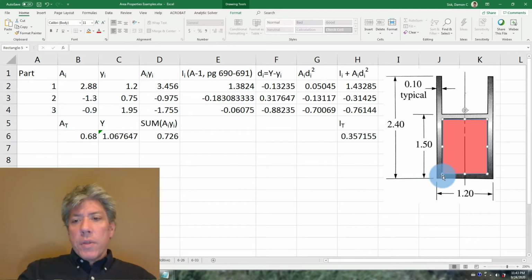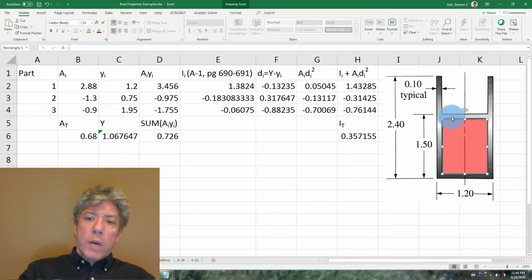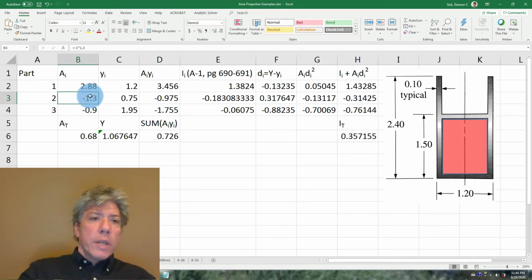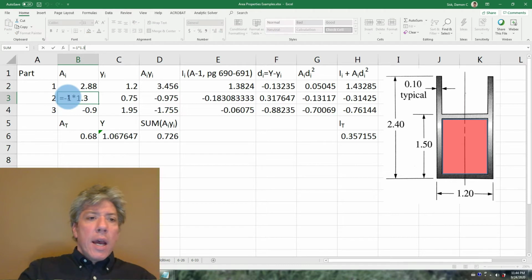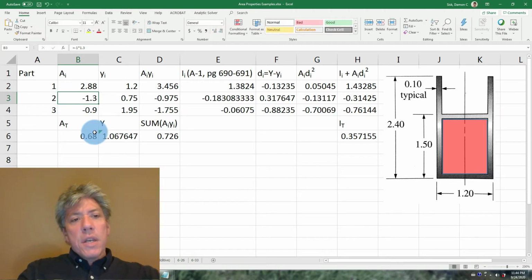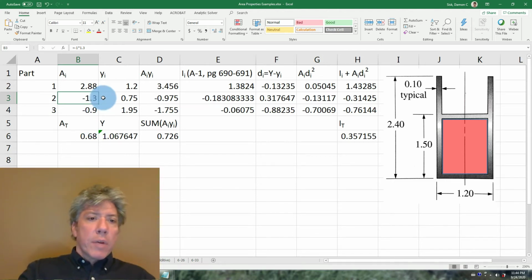Now, its width is 1 inch, right? Because the wall thickness here is 0.1 typical, so I've got a wall over here and a wall over here, so 1.2 minus 2 of 0.1 is just 1 inch. And the height is, well, it's almost 1.5 inches, but not quite. It's minus 0.1 minus 0.1, so 1.3. So the area is 1 inch by 1.3, and so that's what I put in here. But notice I put in a negative sign. I added in that negative sign because this is negative area we're dealing with. It's taking away from the AiYi product.